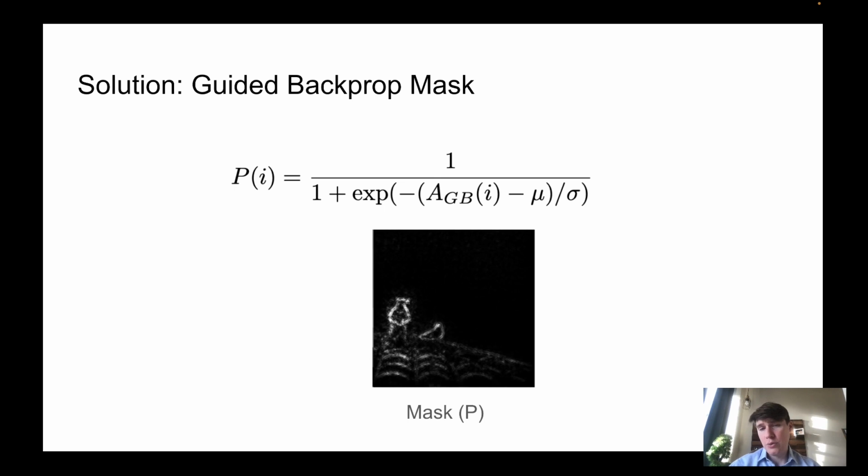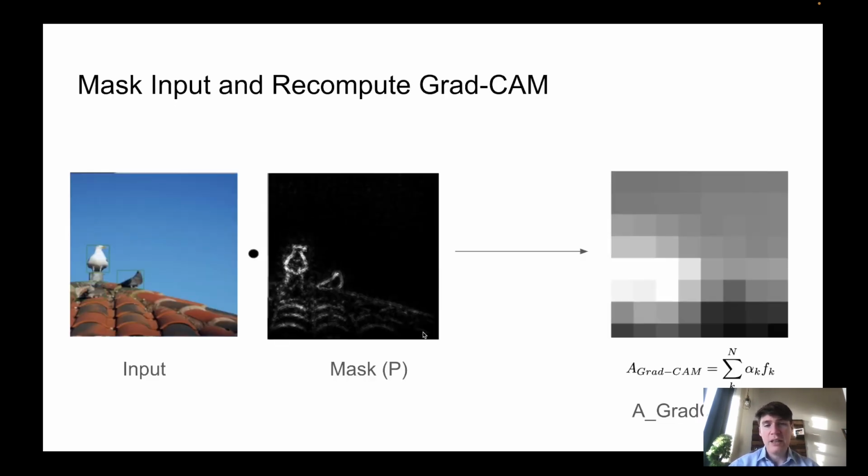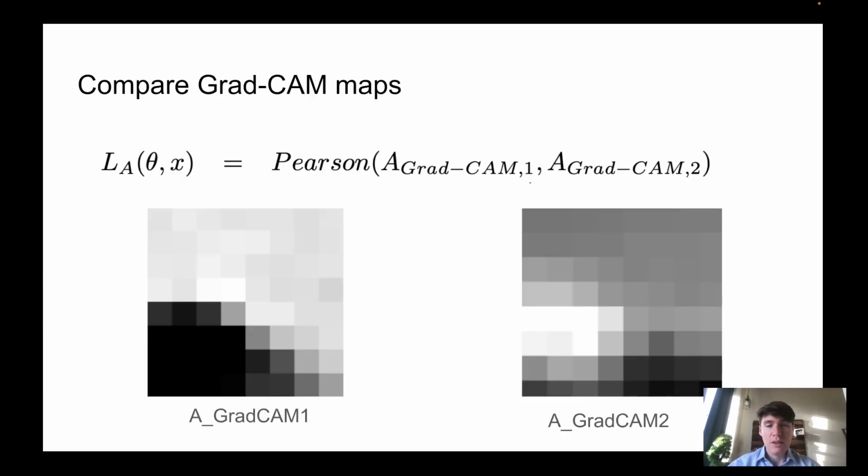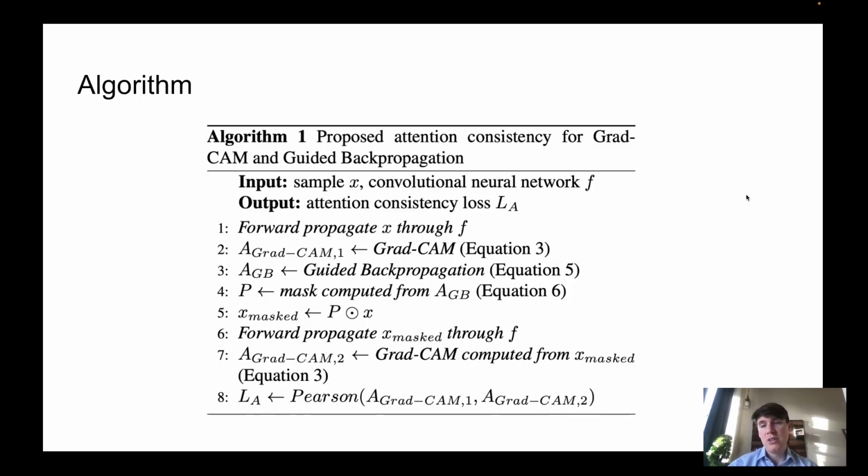So what we do is create a mask from this guided backpropagation map, and we use that to mask the inputs and put the masked input again through the network to create a second attention GradCam map. Then we can much more easily compare the first and second GradCam by vectorizing the image and using Pearson correlation. This is the algorithm that summarizes what I just explained. You can have a look.